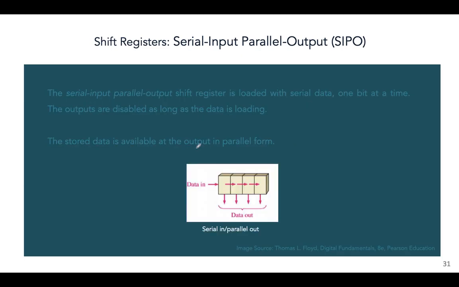The data goes in sequentially, 1 bit at a time. As long as it's going in, all the outputs are disabled, and when all of the flip-flops have their respective bits stored in them, then all the outputs are enabled all together at the same time, and the data comes out simultaneously. All the bits can be outputted simultaneously, and that is the very basic and simple description of how SIPO registers work. Data goes in serially, but it comes out all at the same time.